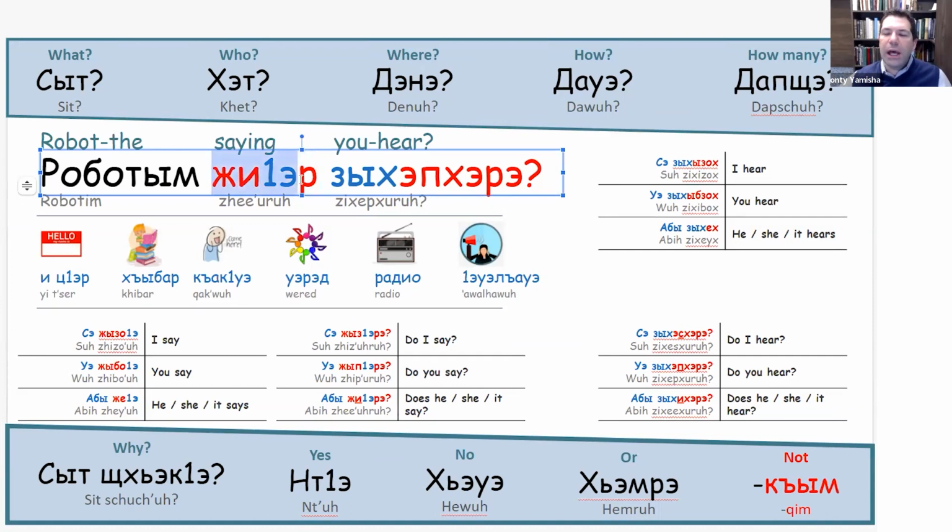So here, robotum ji'a ar. This ar means the thing that the robot is saying, right? So this R all by itself means the thing that the robot is saying.